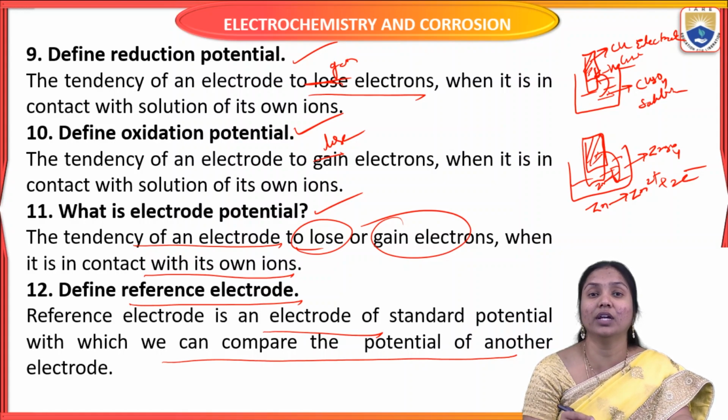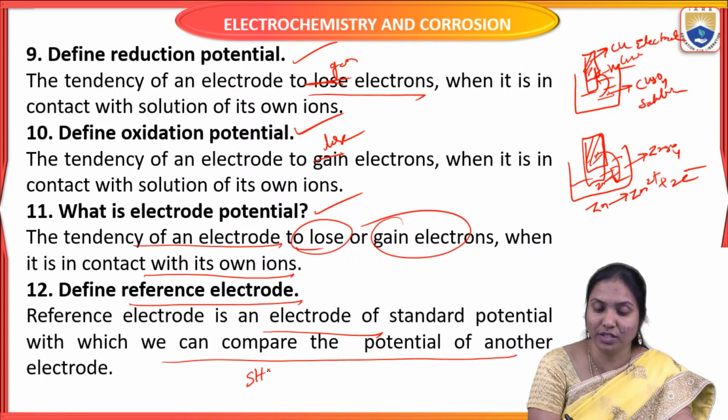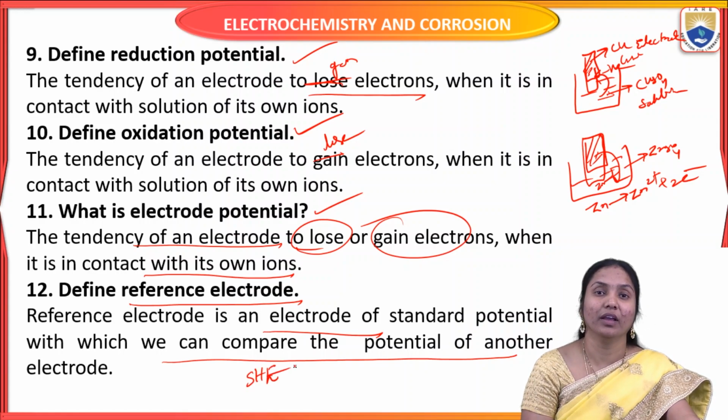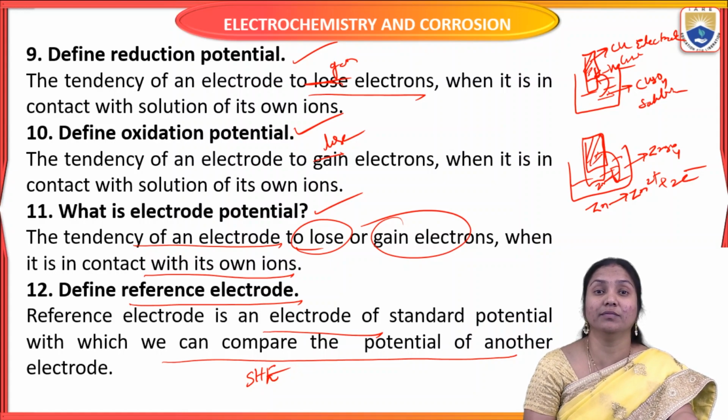Generally there are two types of reference electrodes: primary reference electrode and secondary reference electrode. The best example of a primary reference electrode is the standard hydrogen electrode. A reference electrode is mainly used for reference purposes, meaning we already know the potential of that electrode. By using that electrode we can determine other electrode potentials. That is called a reference electrode.